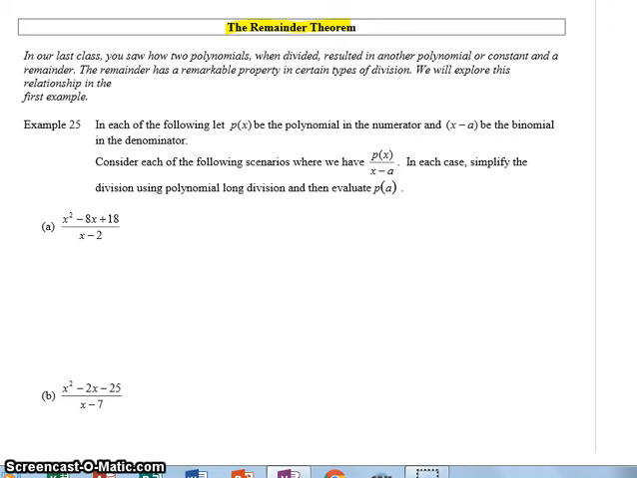In our last class, you saw how two polynomials, when divided, resulted in another polynomial or constant and a remainder. The remainder has a remarkable property in certain types of division. We will explore this relationship in the first example.